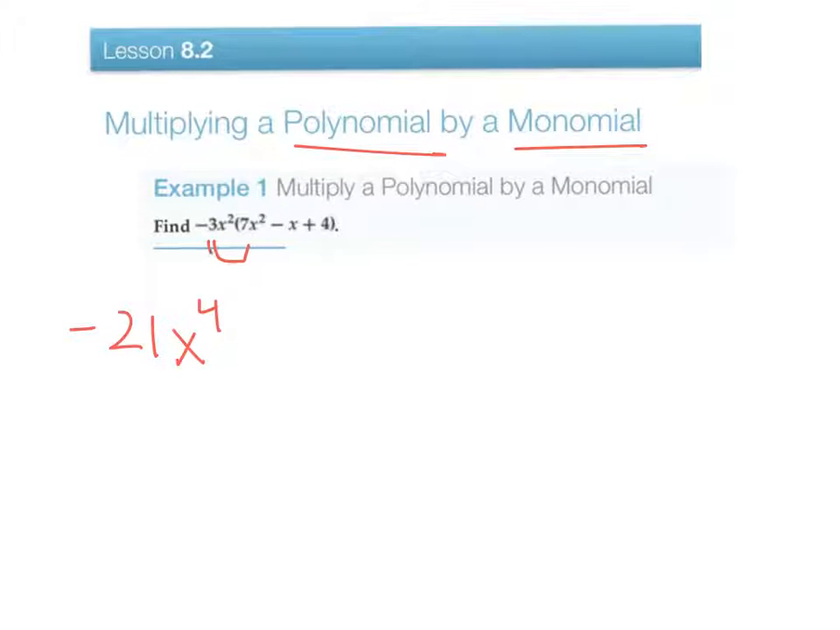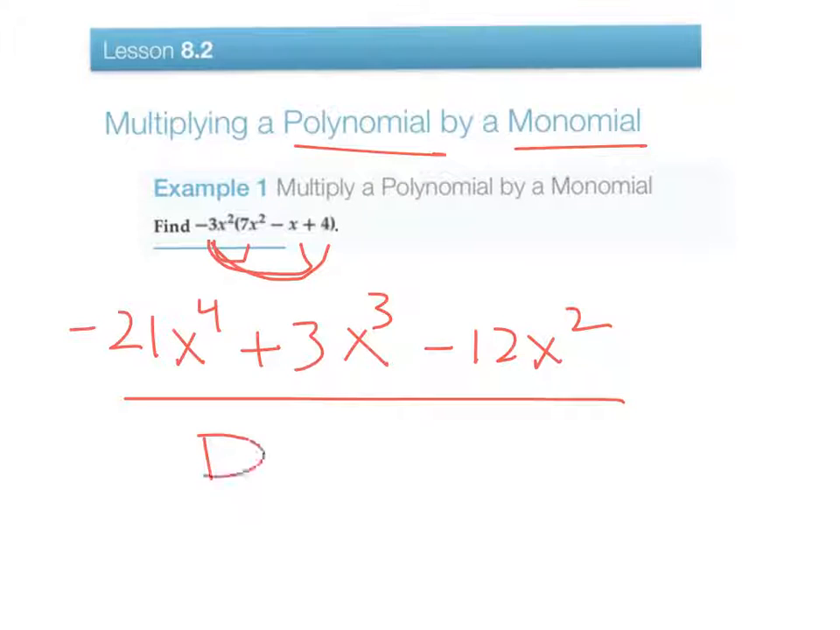Then I'm going to multiply negative 3x times negative x. So it becomes a positive 3, and we add the exponents, we get x cubed. And if I do the last one, I will get a negative 12x squared. And so multiplying a polynomial by a monomial is just the distributive property.